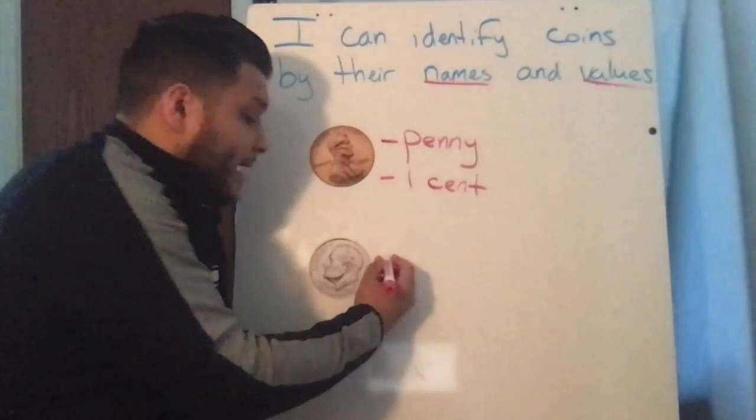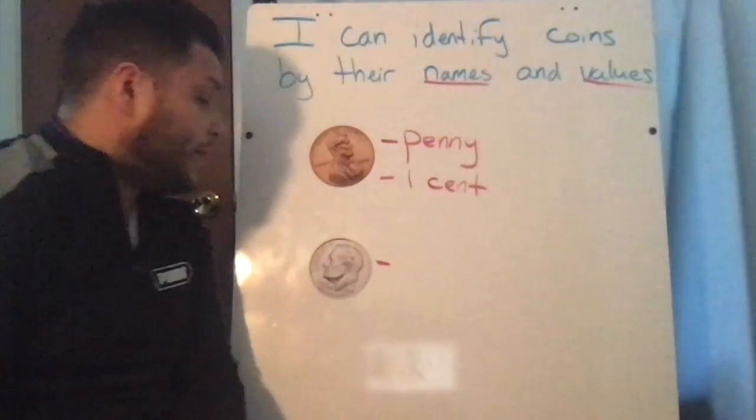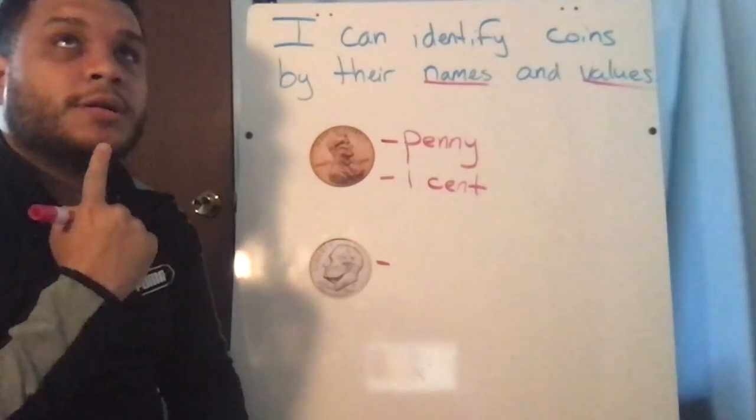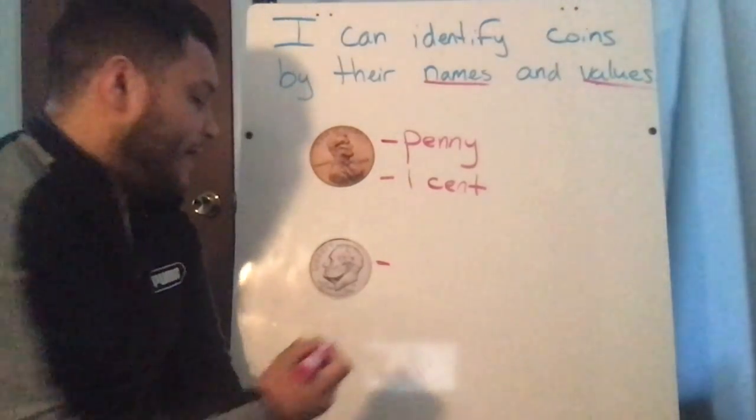FDR, D starts with the same letter as dime. So, as I said already, I mentioned the name of this. What was the name? Franklin D. Roosevelt. D for dime. Awesome.